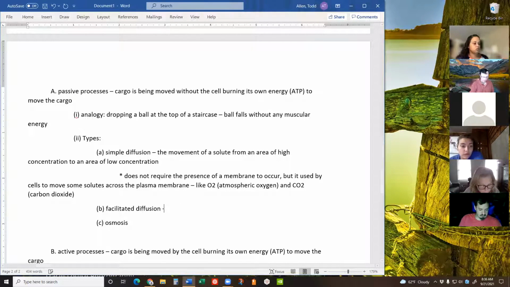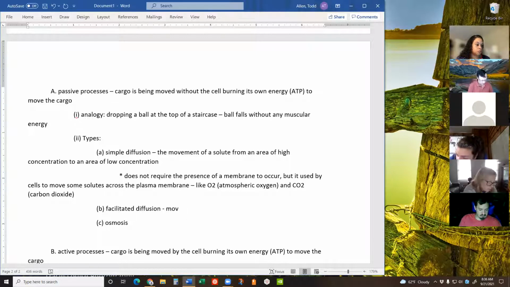Facilitated diffusion is the movement. I'll leave it to you to pick up the pictures in your book. The principle of diffusion is on figure 3.4, page 69. That would be an example of simple diffusion. But I'm going to go on.